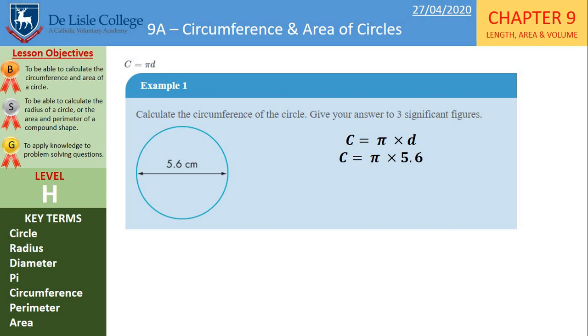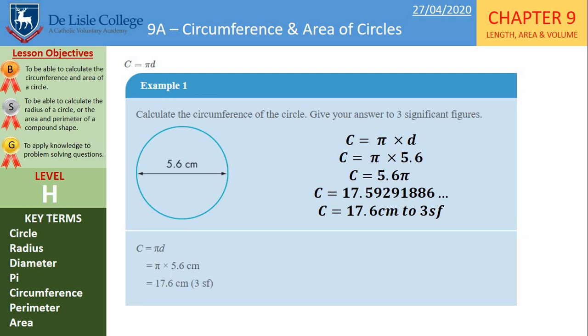So it's going to be pi times 5.6, which if we were asked to give our answer in terms of pi, we would have as our answer, 5.6 pi. But we're told significant figures, so we'll type it into the calculator and then round it. So we will get that C, the circumference, equals 17.6 centimetres to three significant figures. Now, as a minimum amount of working, you should be writing pi times 5.6 and the final answer.